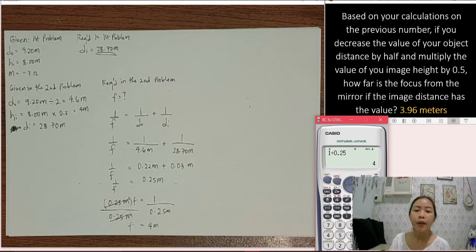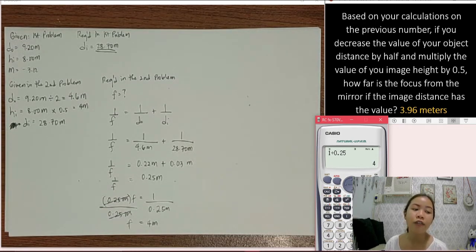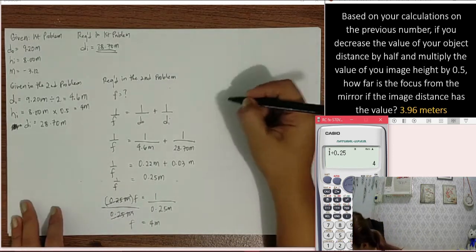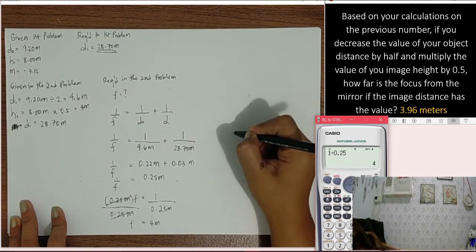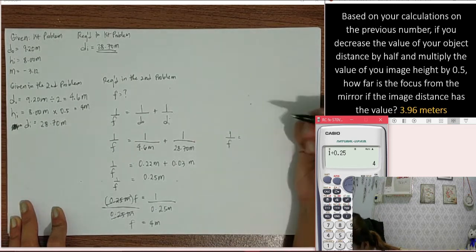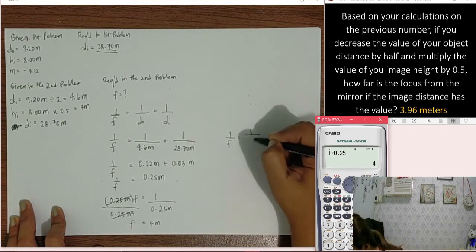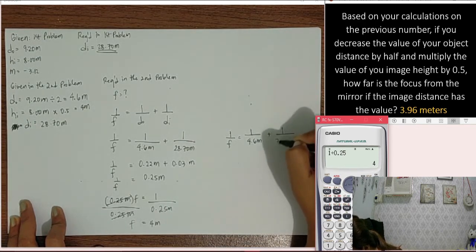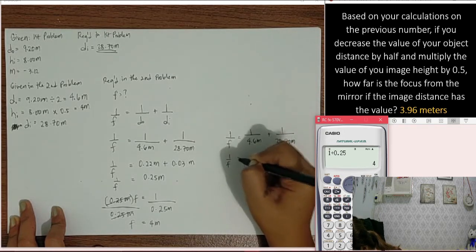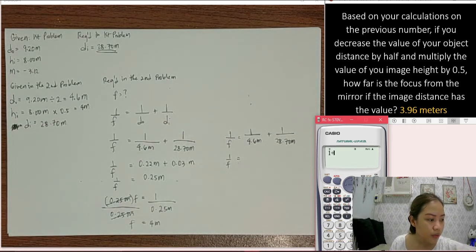What the teacher did not mention is that, based on our previous problem, we did not round off the values, so we used 2 decimal places. But this time, in our next problem, it should approach 3.96. So, at the end of our calculation, it should be 3.96. But in our case here, it became 4 meters. So how can it become 3.96? Therefore, let us try to calculate using 4 to 6 decimal places. We calculate again: 1 over 4.6 plus 1 over 28.70. To compare these calculations, 1 divided by 4.6 is equal to 0.217391. Okay?